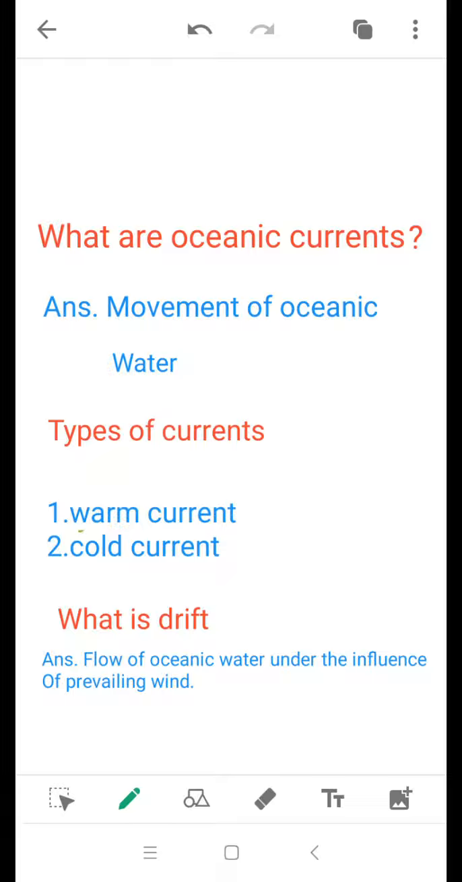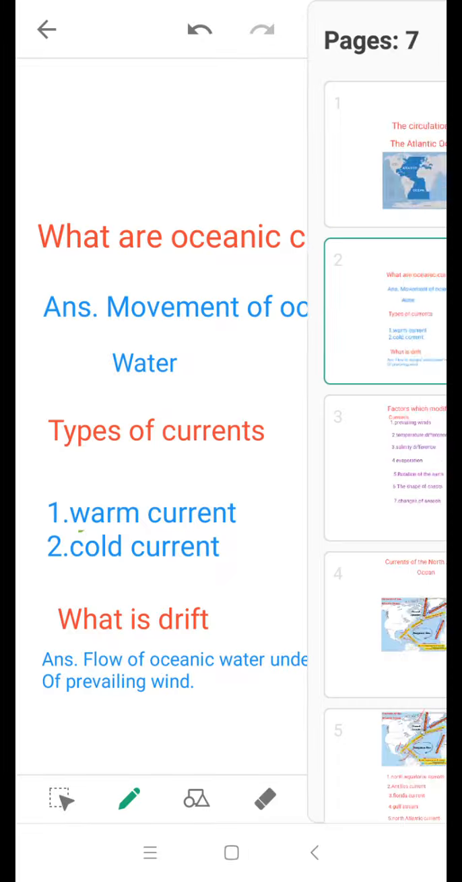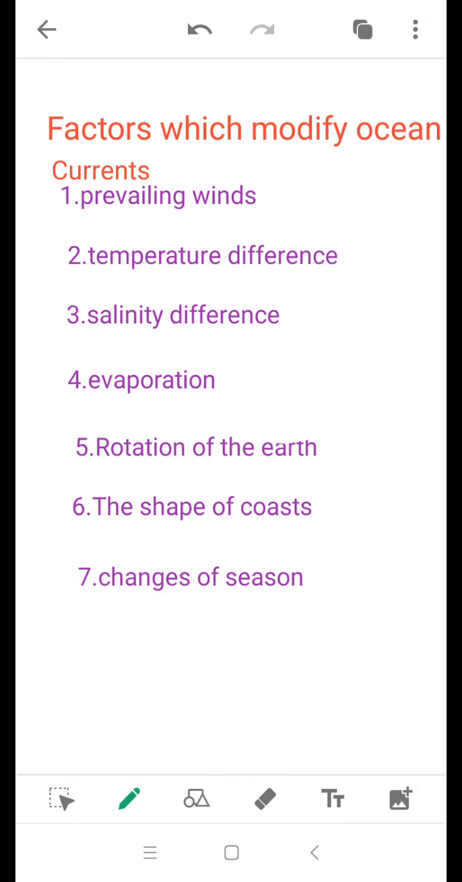Now the third thing we need to know is drift. Drift is when there is a flow of oceanic water under the influence of prevailing wind. When the water is flowing under trade wind, and you will see the waters which are flowing under westerlies. So we will discuss that also. Now we will discuss the various factors which modify the prevailing oceanic currents.